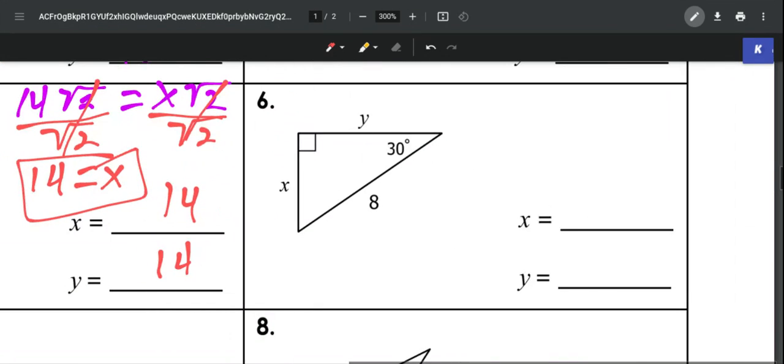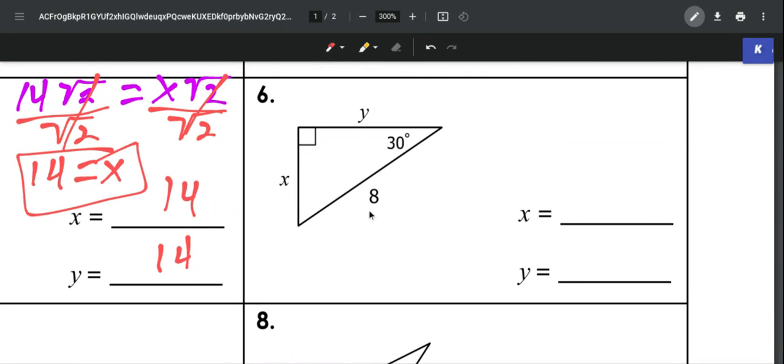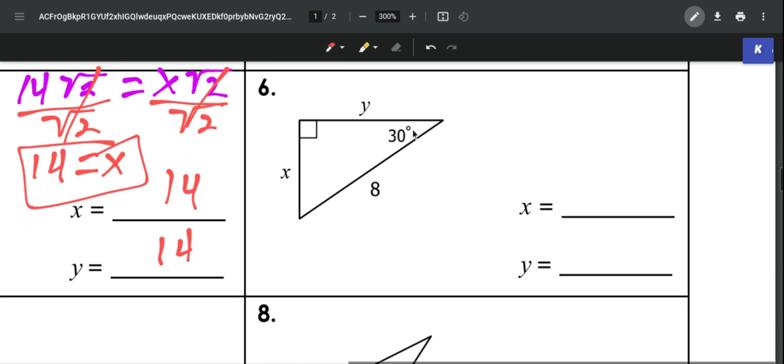So if we go to number 6, we are given a 30-degree angle, so that's just an indicator we have a 30, 60, 90 triangle. Now we need to figure out, what are we looking for? Are we looking for legs, hypotenuse? If you want to test if you're given the hypotenuse, go to your 90-degree angle, go opposite of that, and that's your hypotenuse. So we're given our hypotenuse, which is 8.